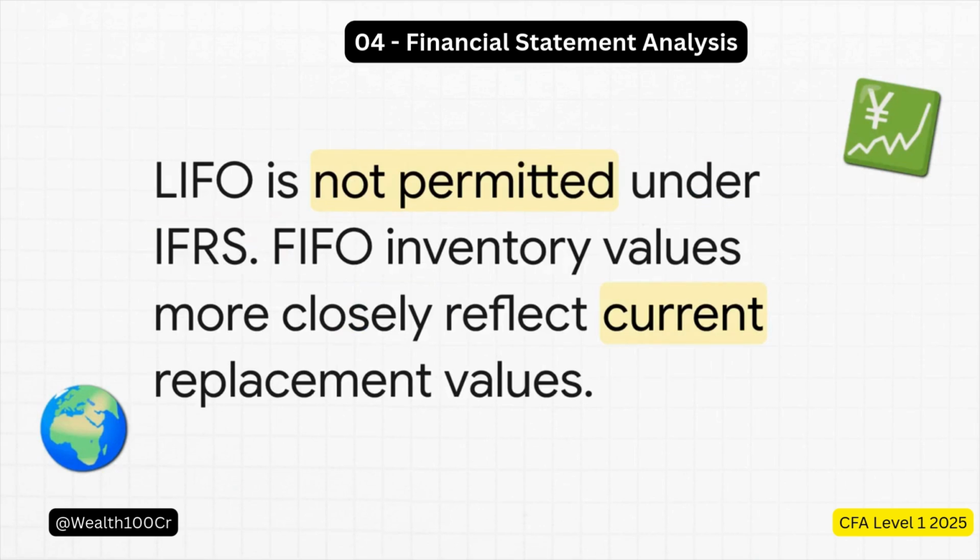Now let's switch gears and look at the Indian context. LIFO is a big no-no under Ind AS, which is basically converged with IFRS. So a company like Reliance Retail will use either FIFO or the weighted average method. What does this mean? Well, their inventory value on the balance sheet is much closer to its current replacement cost. But during inflation, their cost of sales might look a little low, which could inflate their gross profit.